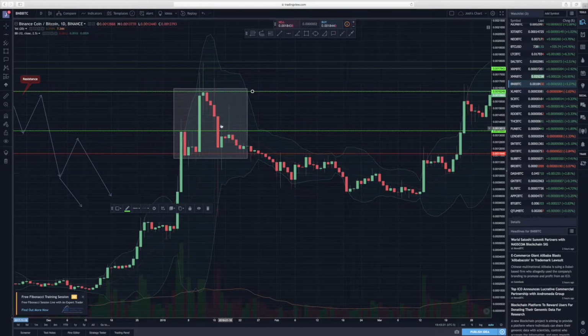And like I said, normally the support acts as a resistance later on once it's broken through, so it'll break through and come back, and then you see it met it again and went on. That just lets you know that it's a strong resistance.